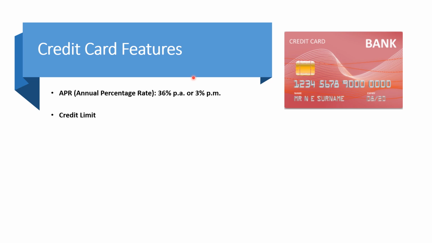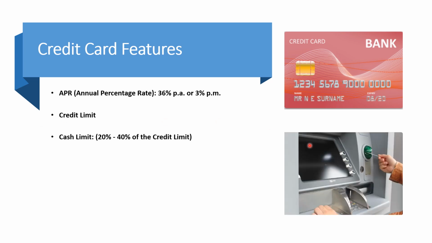The second is the credit limit. Credit limit is the maximum amount that you can use on your credit card. For example, if you have a credit limit of 1 lakh rupees, then 1 lakh rupees is the maximum amount that you can use on the credit card. The third is the cash limit. Cash limit is the limit up to which you can use your credit card to withdraw cash at an ATM. Generally, it's 20 to 40% of the credit limit. So if you have a credit card of, let's say, 1 lakh, then your cash limit would typically be from 20,000 to 40,000, but it could still be lower or it could also be higher.